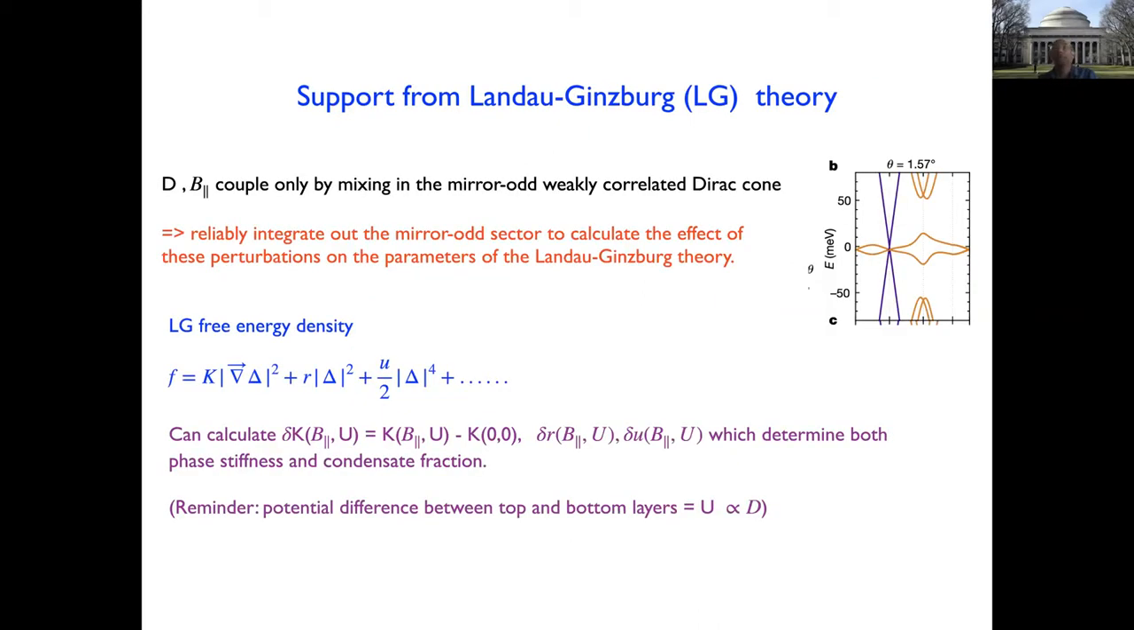So let me maybe skip this. There's some support for the story from the Ginzburg-Landau theory that I alluded to. Maybe I'll quickly mention that if we think about the Ginzburg-Landau free energy, and ask how these parameters K, R, and U change as a function of D and B parallel, we can calculate the structure of these changes by integrating out the mirror odd fermions, which are coupled to the mirror even fermions by these couplings.